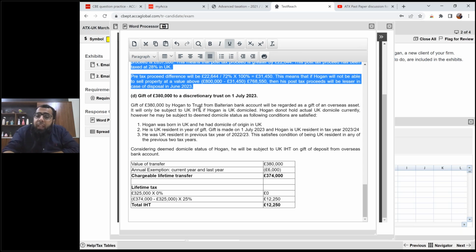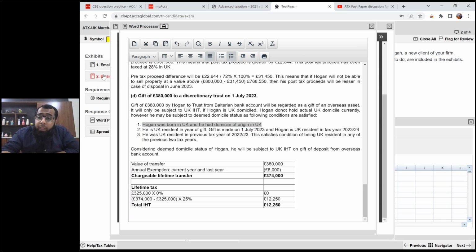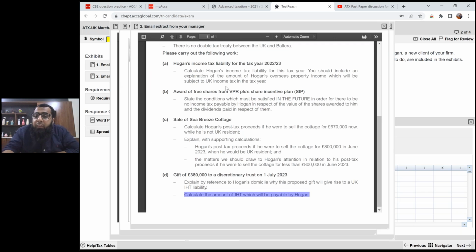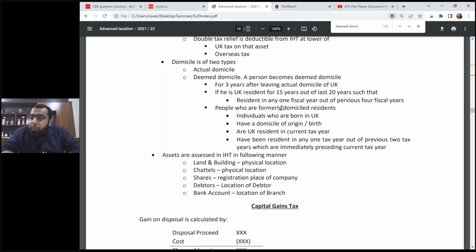Okay. First of all, he asked why it will be subject to UK IHT. First of all, he asked why UK IHT will apply. So you said that he is a deemed domicile holder. Even the examiner gave you a hint. If you read here: but you should bear in mind that domicile status may change over time. He gave you a hint that there was some change in domicile status also. He was born in the UK and had a domicile of origin. So you have to think about formerly domiciled people.